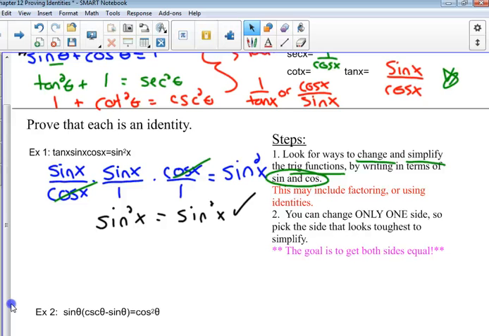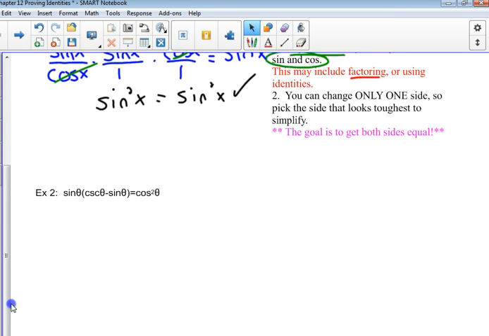Other things you might want to look for if we just can't do it by changing things: you might need to factor or use one of the identities that are up here. Let's see about this one.